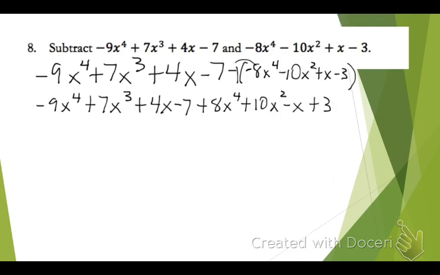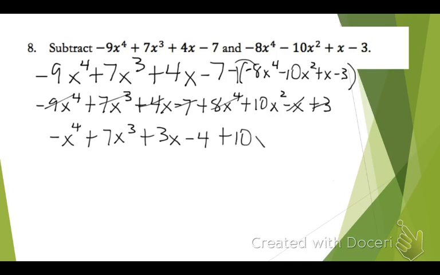Then just go through and combine your like terms. So we have negative 9 plus 8x to the fourths, which will give us negative 1x to the fourth, 7x cubed, and no other x cubed, so we'll just bring that term down. We've got 4x minus 1x, so that'll give us a positive 3x. Negative 7 plus 3 will give us a negative 4, and then we have a 10x squared.